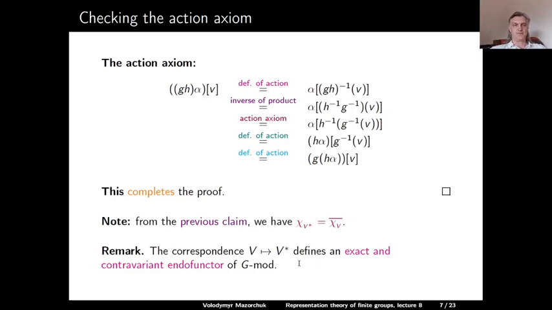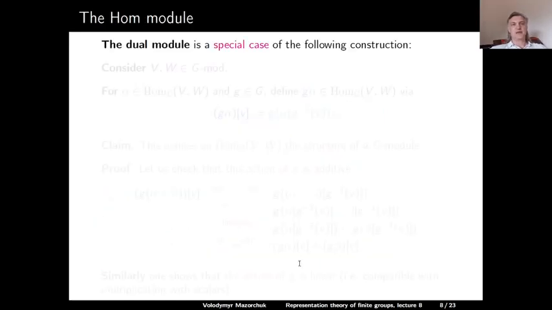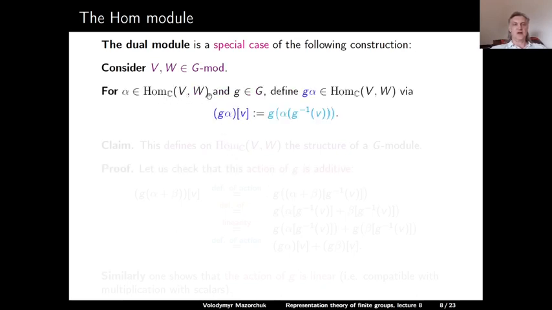And also we can remark the correspondence V sent to V dual defines an exact and contravariant endofunctor of G mod. So in fact, the notion of a dual module is a special case of the following more general construction. Let V and W be two G modules. Consider the space Hom_C(V, W) of all linear maps from V to W. For such a linear map alpha and G in G, define G alpha as a linear map from V to W, which is given by the following equality. So the evaluation of G alpha at the element V is equal to, so we should take G inverse of V, apply alpha to it, this gives us an element in W, and then we apply the element G, which acts on W because it's a G module. So this is the equality which defines G of alpha.